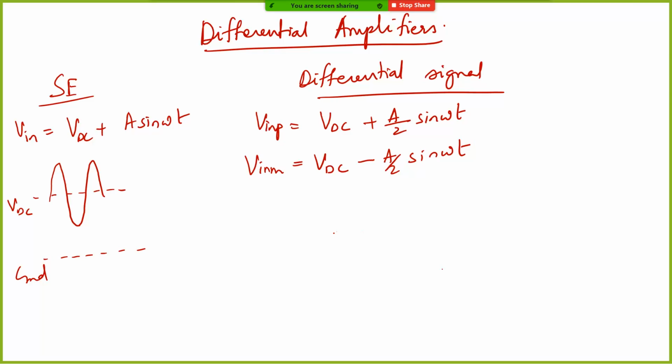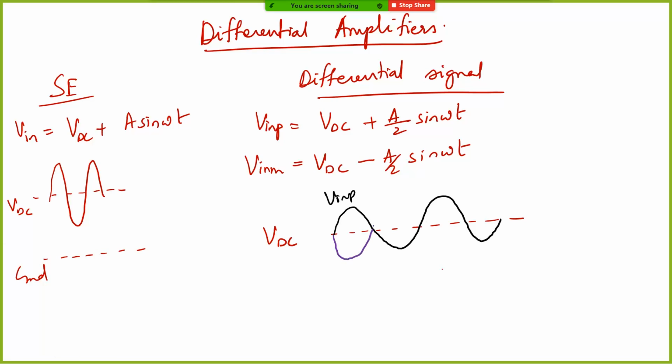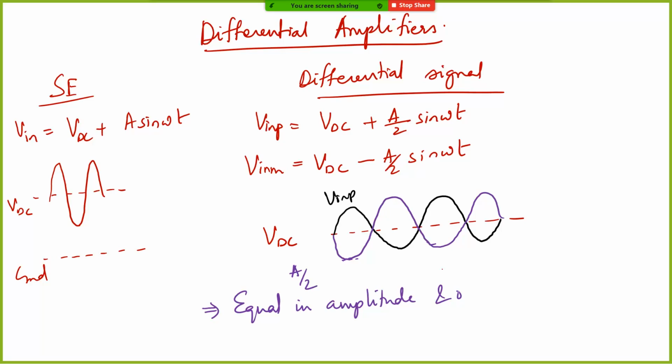So in other words, if this is the DC level, let's say this is Vin P, and what is Vin M? Vin M, or Vin minus, is going to look like this. Basically, the amplitude is A/2, right? So differential signals can be understood as being equal in amplitude and opposite in phase. Correct?